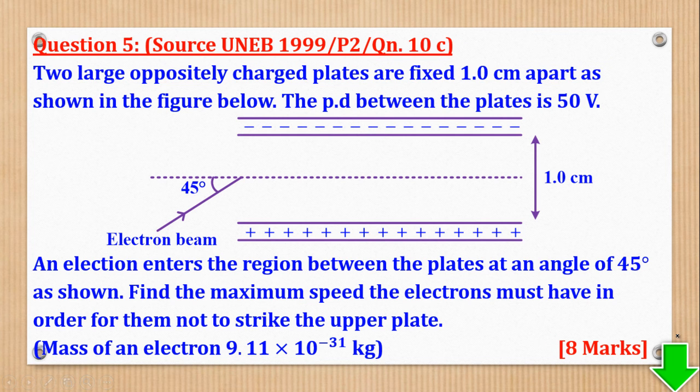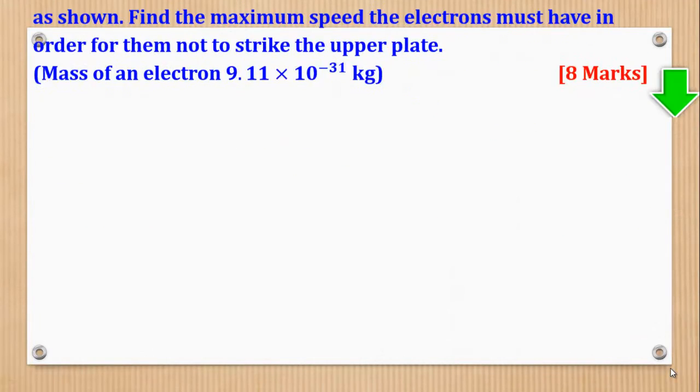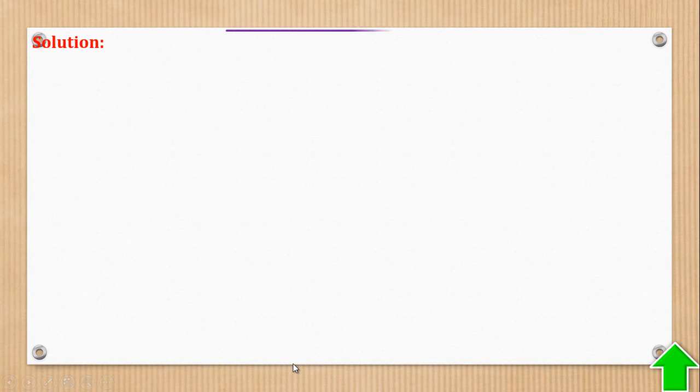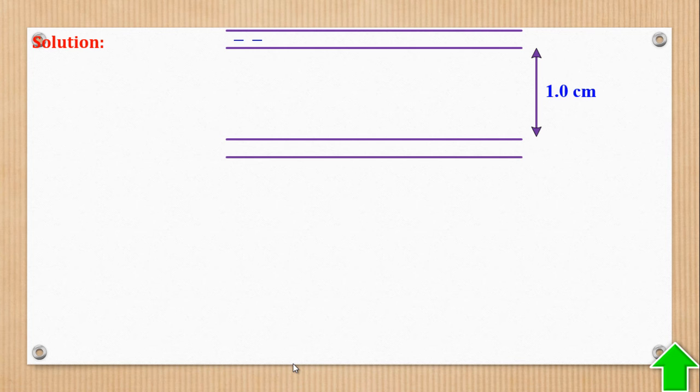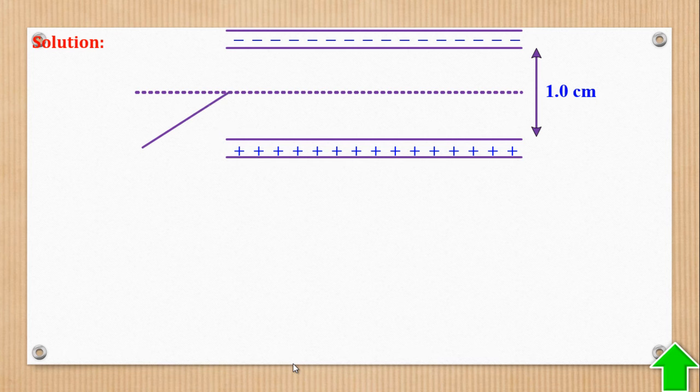So here we have to also redraw the diagram. So we shall first redraw the diagram so that we can show the full motion of the electron. Okay, so I think we can say that it has struck the upper plate, and that's the condition they wanted.